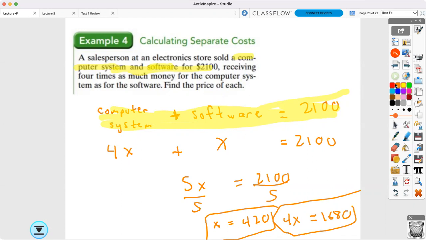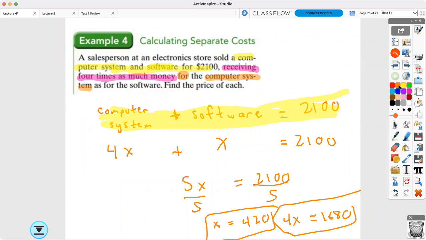Now let's read the second half. Okay, so let's look at this next part. Receiving 4 times as much money. So something's going to be multiplied by what? 4 times, right? Let's read the next part. 4 times money for the what? The computer system as for the software.